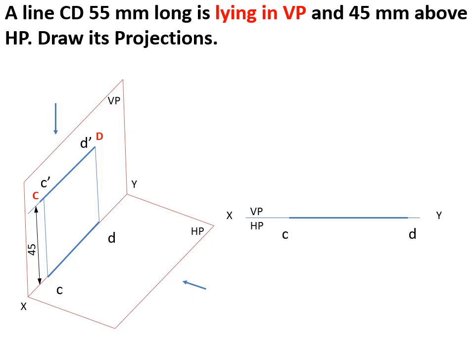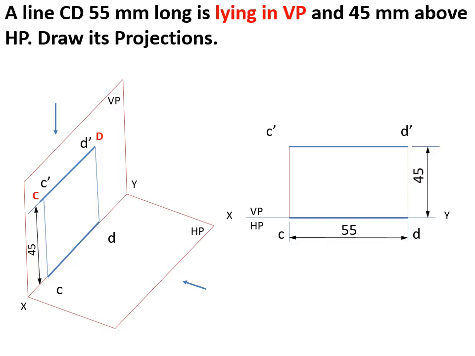Now you can extend the projectors from the points C and D for completion of the front view. The length of this projector is 45 mm above XY. After this, you can simply join the endpoints of the two projectors. Now C dash and D dash is the representation of the front view, and it is 45 mm above XY.